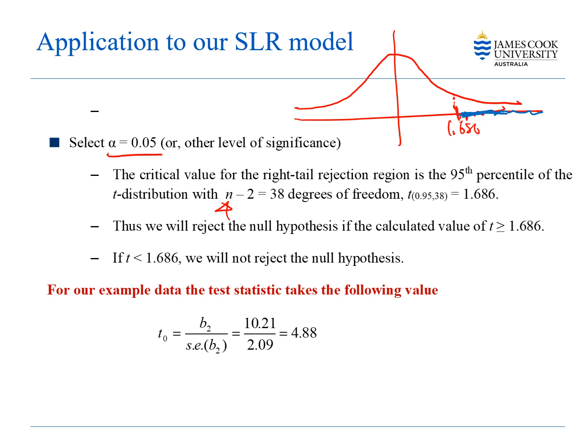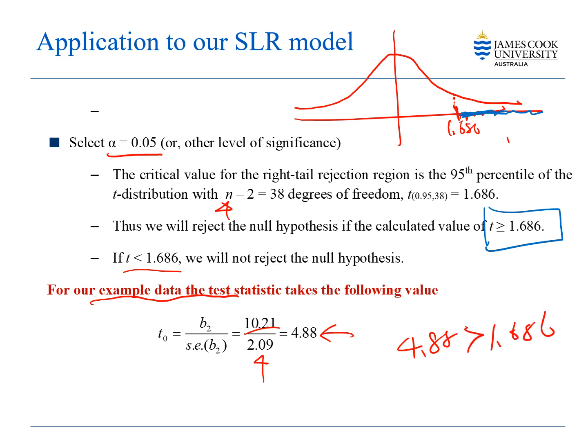So that's the rejection region. And if t is less than 1.686, we will not reject the null hypothesis. Then from the data, we can calculate the t value. We estimate b2 to be 10.21. The standard error is 2.09. So the ratio, the t value, is 4.88, which is bigger than 1.686.